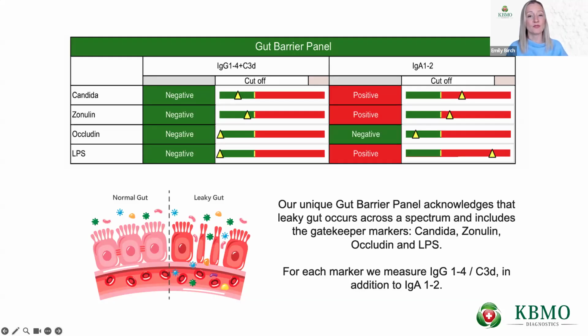Okay, and we test these 4 markers, which I'll go into in a bit more detail in a sec: Candida, zonulin, occludin, and LPS, lipopolysaccharides. Now, the reason we've got these sliders is that our gut barrier panel is unique, and it acknowledges that leaky gut actually occurs across a spectrum.